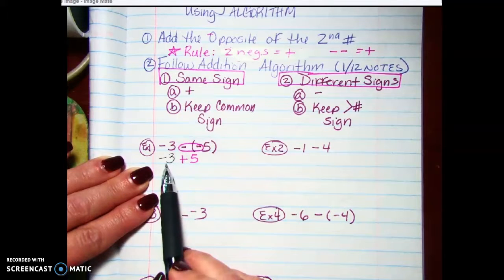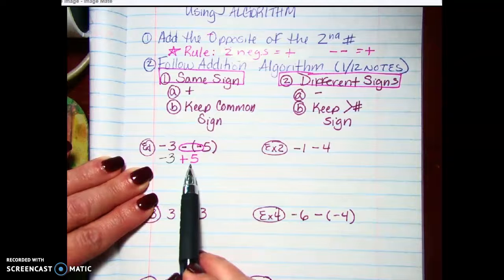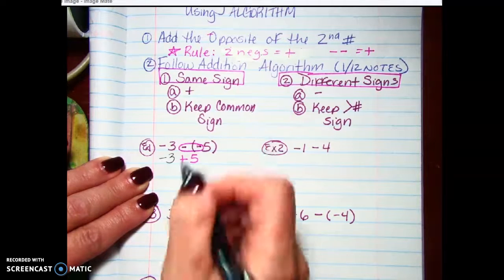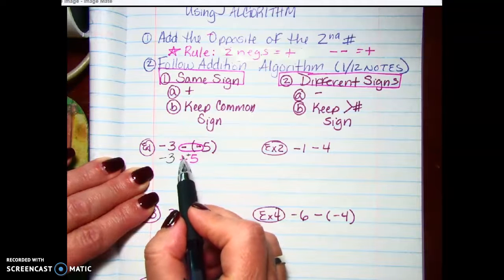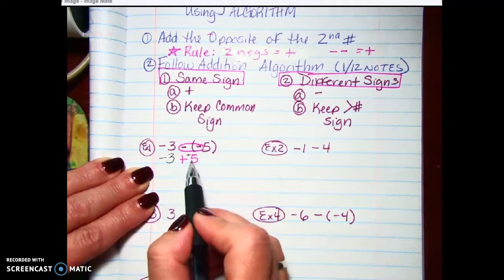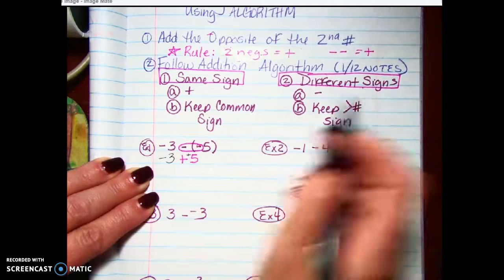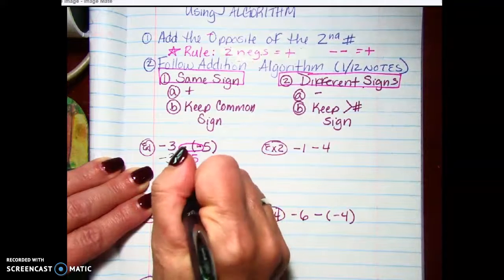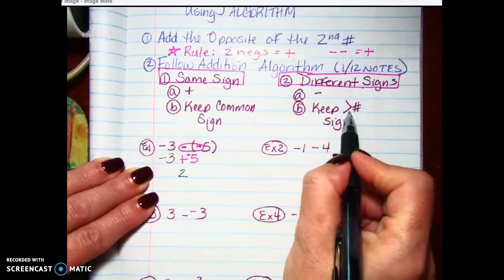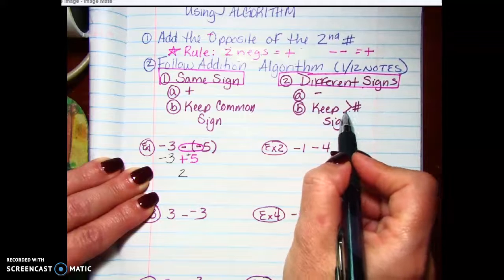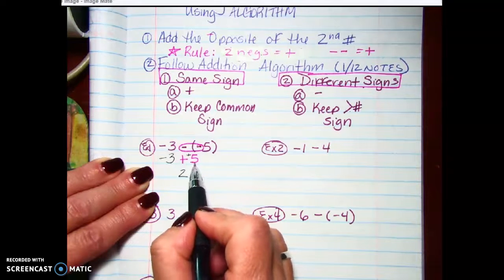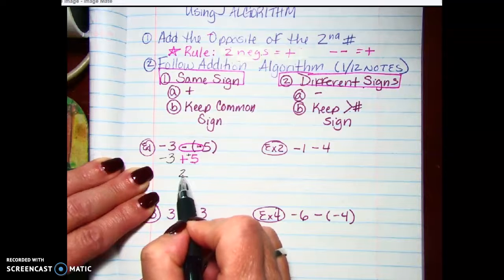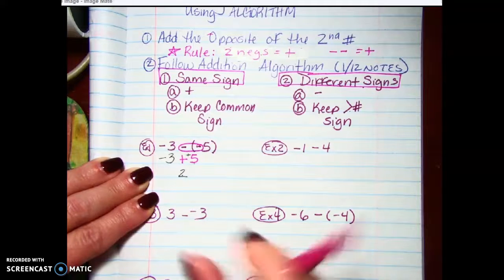So I look and I say, are these two positives, two negatives, or a negative and a positive? Remember, this is wearing its invisibility cloak, so it is a positive. So I have a negative and a positive, different signs. I subtract 5 and 3 and I get 2. And I keep the sign of the number with the greater value. The number here is 5, so it would stay positive. Let's go to the next one.